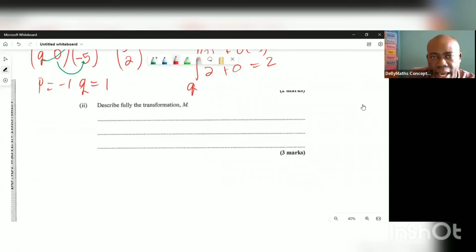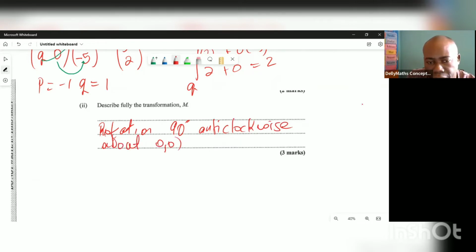So definitely I'd agree that this is a rotation of 90 degrees anti-clockwise about 0, 0 as center. That's it. Get 3 marks there.